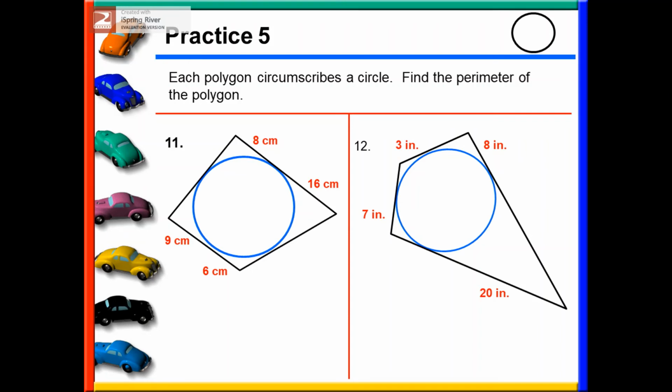Time's up. What is your answer? Very good. The answer is 78 centimeters. Next figure. Again, I will give you 10 seconds to answer this question. Timer starts now.